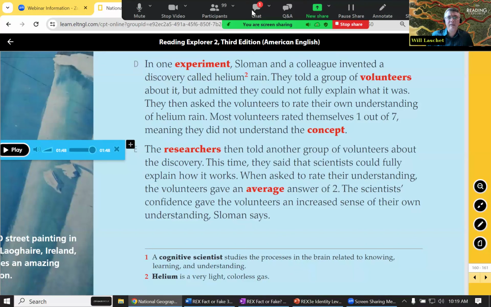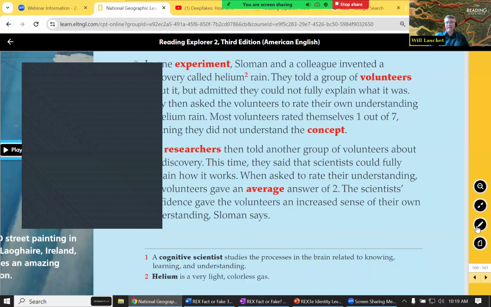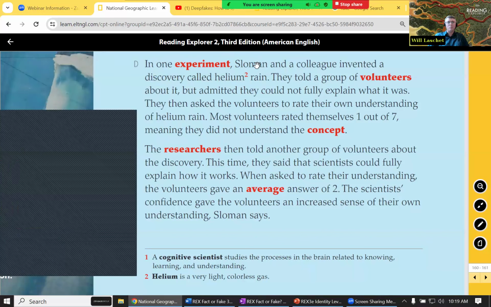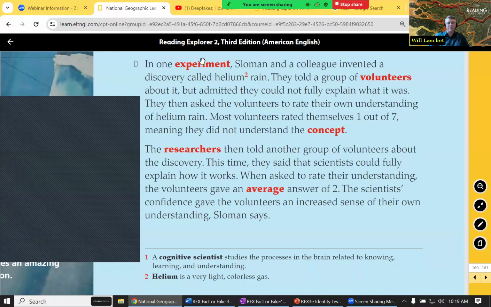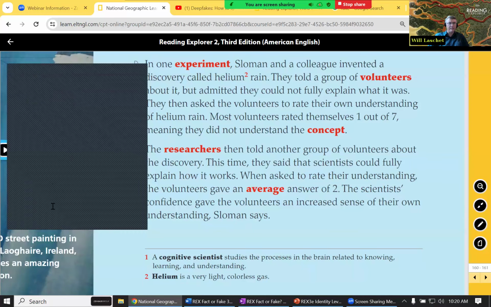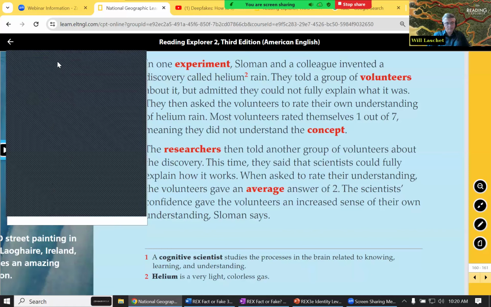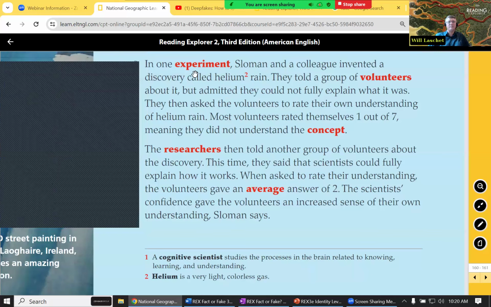Okay, so let's stop it there. Let's do a little bit of explanation, a little bit of analysis here. So here we've got Sloman. Who do you think Sloman is? It says he's doing an experiment, so he's testing something. What do you think Sloman's job might be? Linda says, yes, so maybe he's some kind of scientist or researcher. So he's trying to find out the answer to a question by doing a practical experiment. And they said that they had discovered this helium rain.